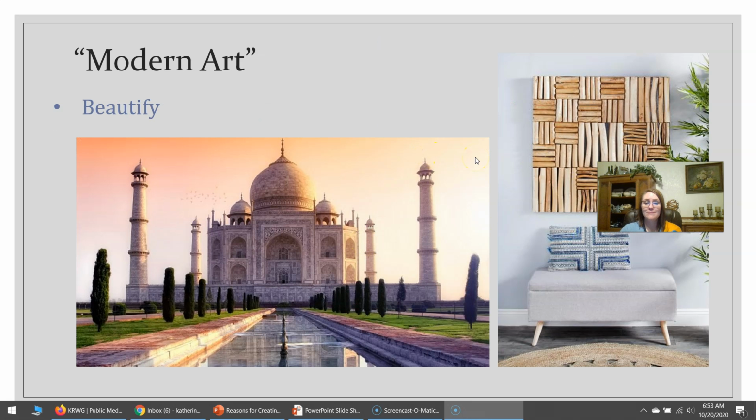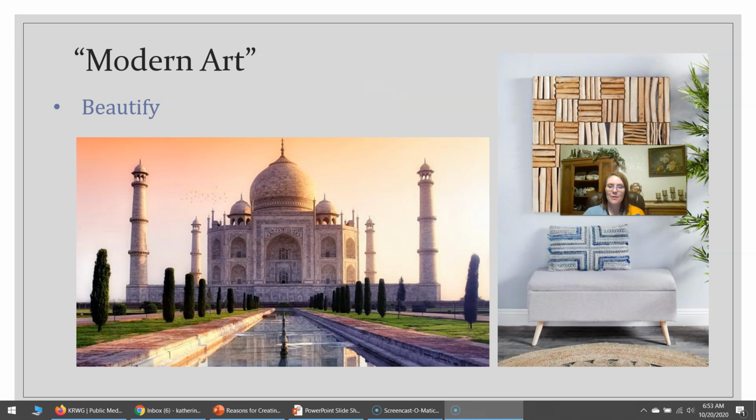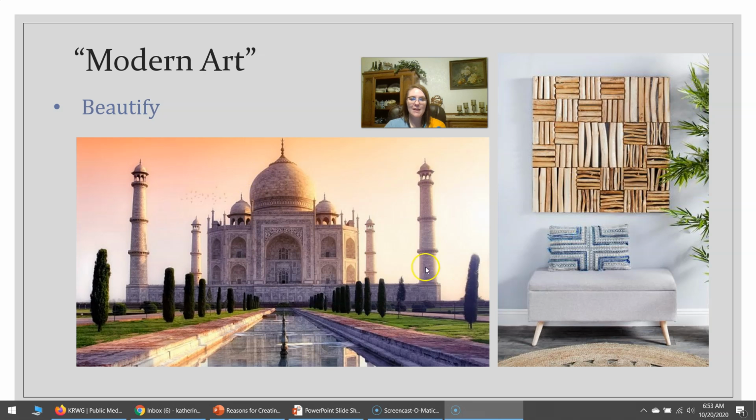And of course, sometimes we just make art because it's pretty. It beautifies things. This is the Taj Mahal. I believe it was made by some important guy for a woman that he loved. And we still love it today because it's just amazing. It's beautiful, it's breathtaking, it's mesmerizing. And so it is famous to this day, because people just want to see it and be amazed by it.